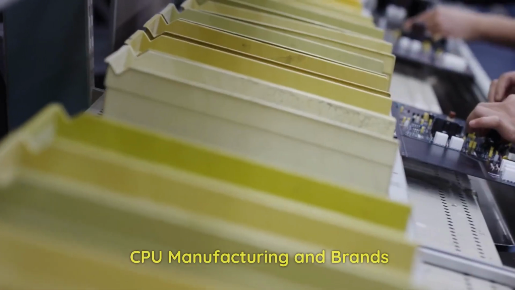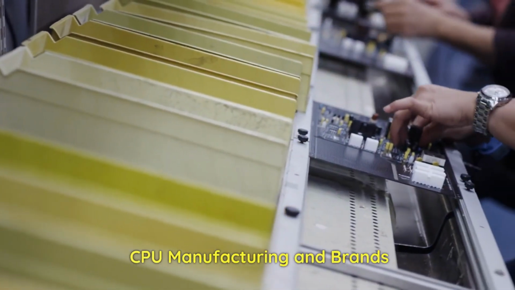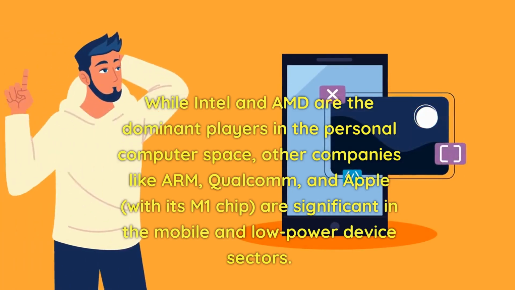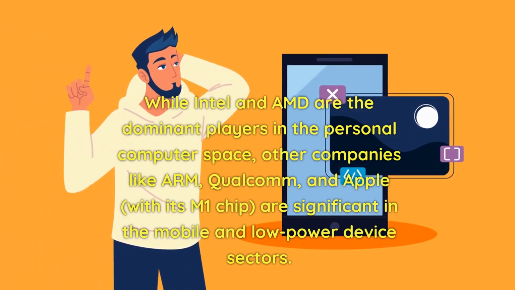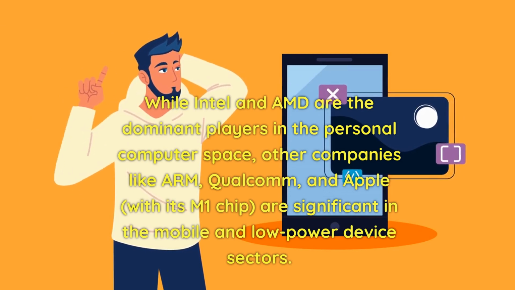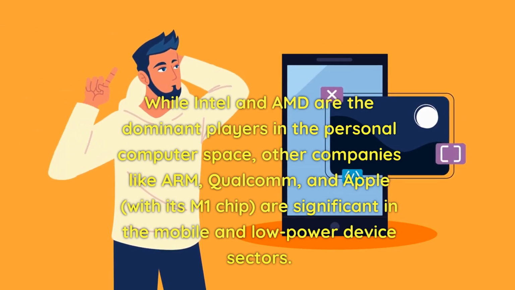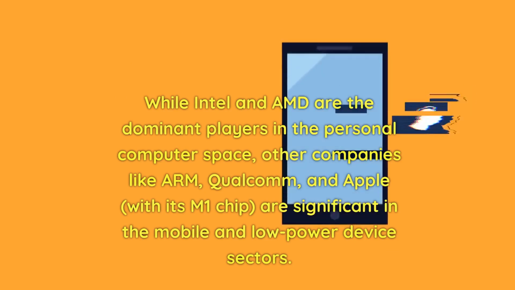9. CPU manufacturing and brands. While Intel and AMD are the dominant players in the personal computer space, other companies like ARM, Qualcomm, and Apple, with its M1 chip, are significant in the mobile and low-power device sectors.